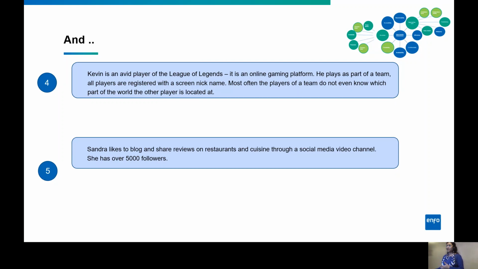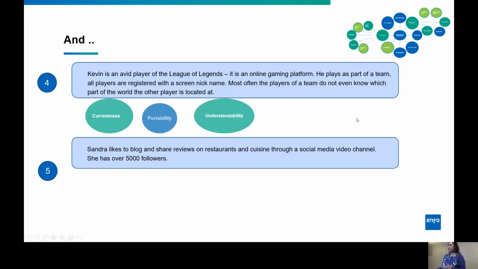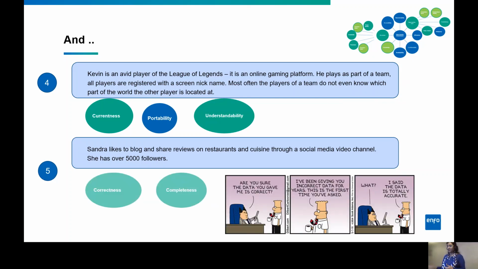Now, what about our gaming community? They are just gaming. Do they not require data quality? Well, they do. They need the latest information. They need to be able to port it across multiple devices and different applications. They too need to be able to understand. And what about Sandra? She has to have the correct information. She needs to have the completeness. Now, in her case for blogs, we are probably referring more to the metadata and tags that she puts onto it.